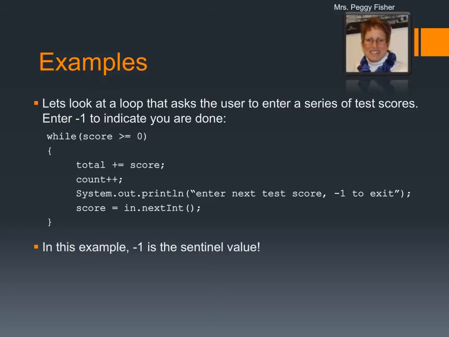If they enter in a valid value that is greater than or equal to 0, I go back through my loop again. Otherwise, if they entered a -1 or actually any negative value, the test, while score greater than or equal to 0, would be false. In that case, it would go out of my loop and it would stop asking the user to enter more scores. So in this example, -1 is the Sentinel value.